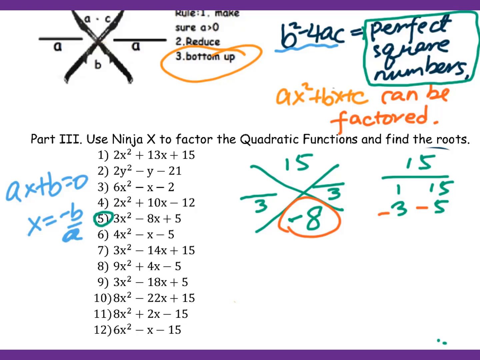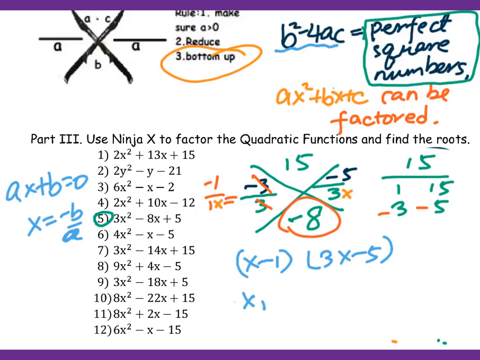Then I got negative 3, negative 5. Reduce. I got negative 1 over 1. Then you put the variable, that's x, x, x. Then do bottom up, x minus 1 or 3x minus 5. x1 equals 1. x2 equals positive 5 over 3.